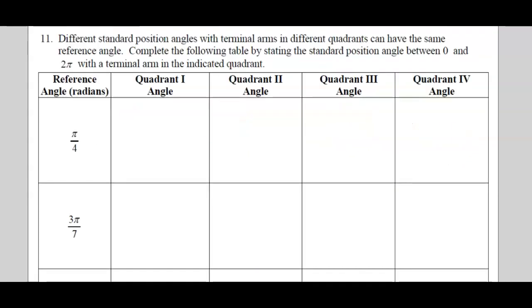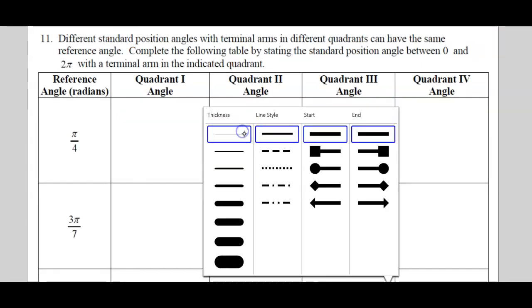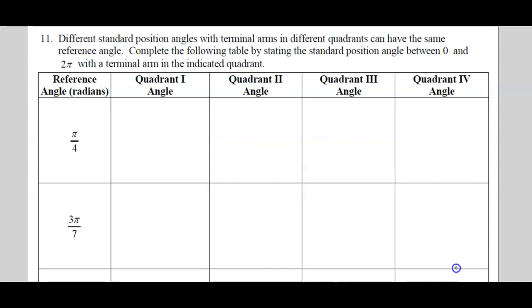All right, so same kind of chart as with degrees, except now with radians. Again, try not using your calculator too much. Different standard position angles with terminal arms in different quadrants can give the same reference angle. Complete the table, stating the standard position angle between 0 and 2 pi with the terminal arm in the indicated quadrant. So pi over 4, remember, that is basically the line y equals x, that terminal arm is on. So that's in the first quadrant.